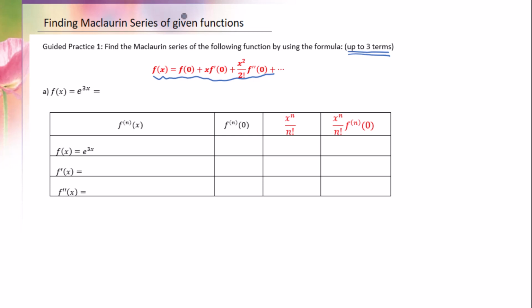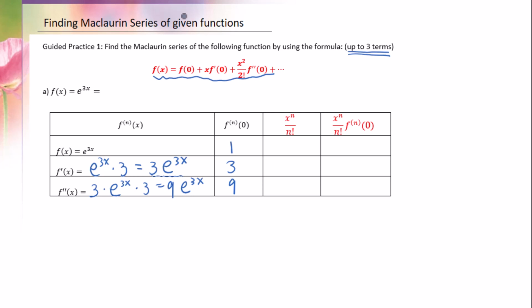e to the 3x power. First, the derivative will be e to the 3x power times 3 using the chain rule, equals 3e to the 3x power. Then the derivative of this will be 3 times e to the 3x power times 3, equals 9e to the 3x power. The nth derivative of f at 0: 1, 3, 9.